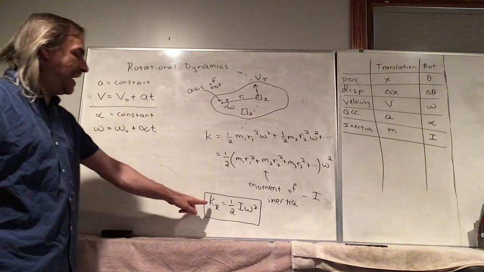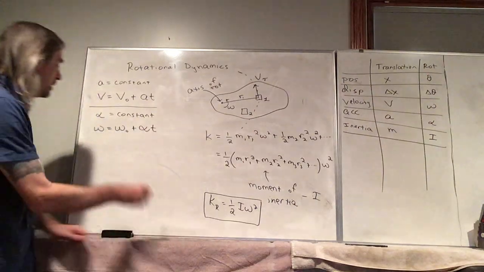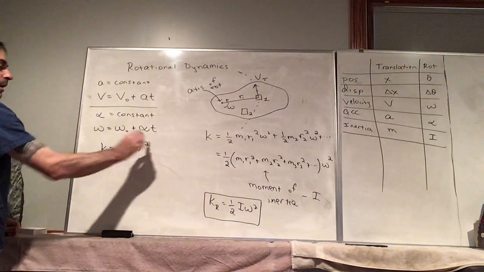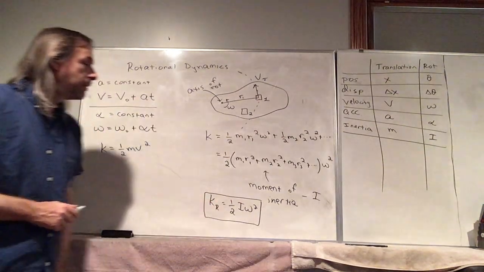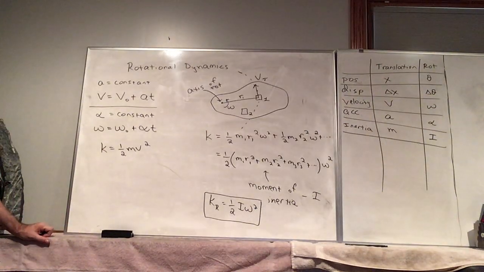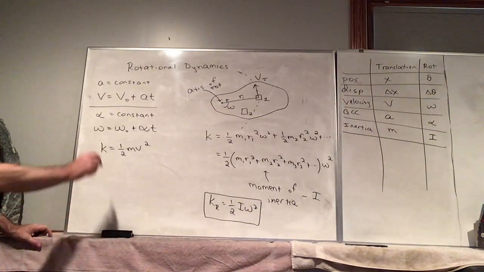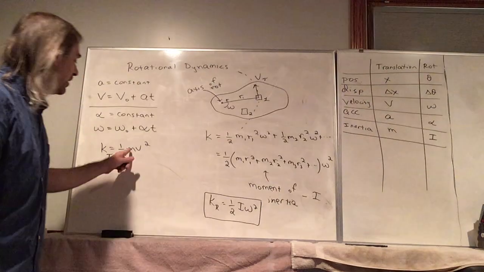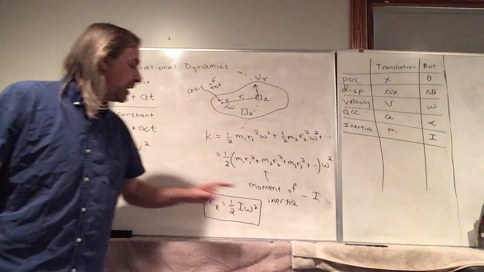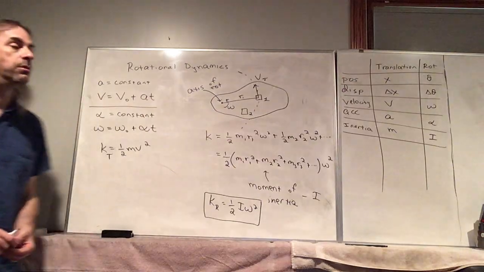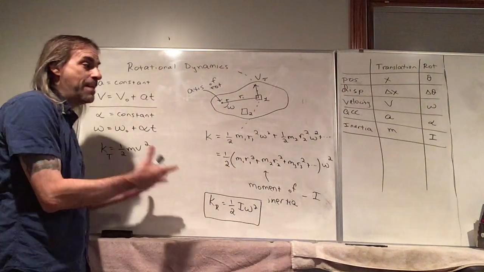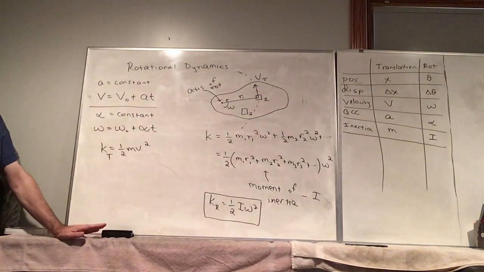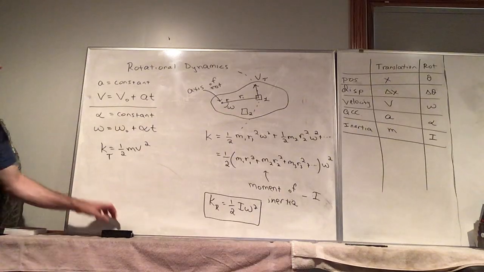And now we also have kinetic energy. We can see the equation we derived for rotational kinetic energy. If you take translational kinetic energy and replace mass with moment of inertia and velocity with angular velocity, you get the right form for rotational kinetic energy. We can keep expanding this table. Everything that we talked about for linear motion has a rotational equivalent. It's a pretty amazing thing.